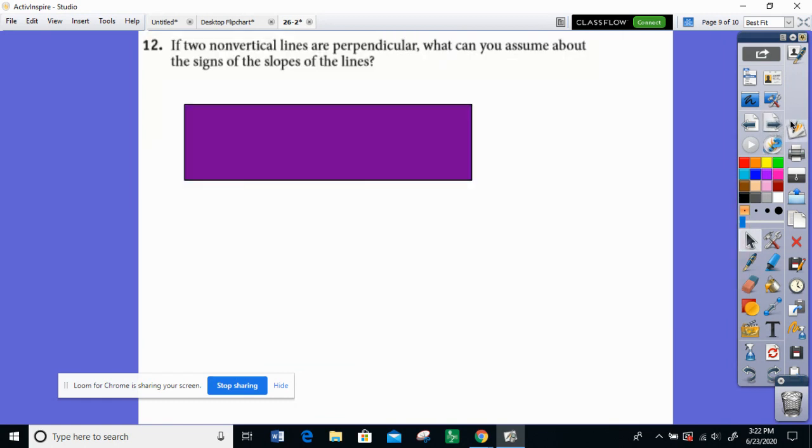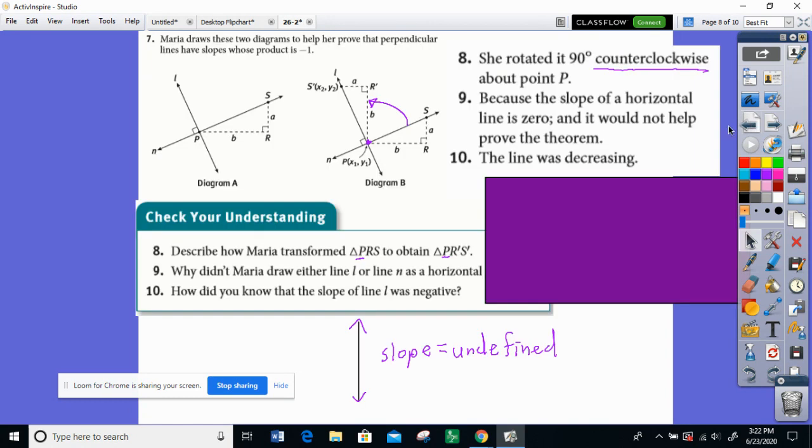All right, one last problem before we wrap up this lesson. If two non-vertical lines are perpendicular, what can you assume about the signs of the slopes of the lines? Well, to answer this one, we can look at the picture. Here, line N is increasing. Increasing lines have a positive slope. Here, line L is decreasing. Decreasing lines have a negative slope.